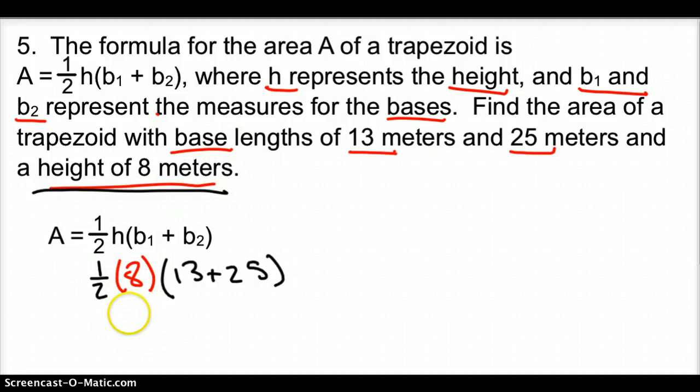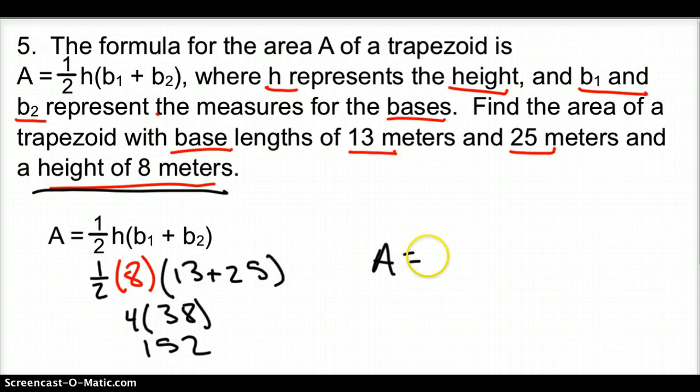So 1/2 times 8 is 4. Inside my parentheses turns into 38. 4 times 38 turns into 152. So the area of the trapezoid is 152 meters because we are given the unit meters, but we're talking area, so it's meters squared. And that does it for the first section of Chapter 1, Expressions and Formulas.